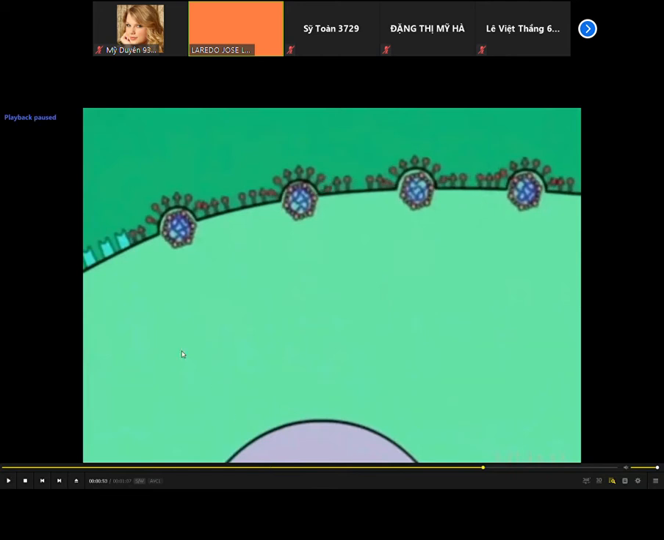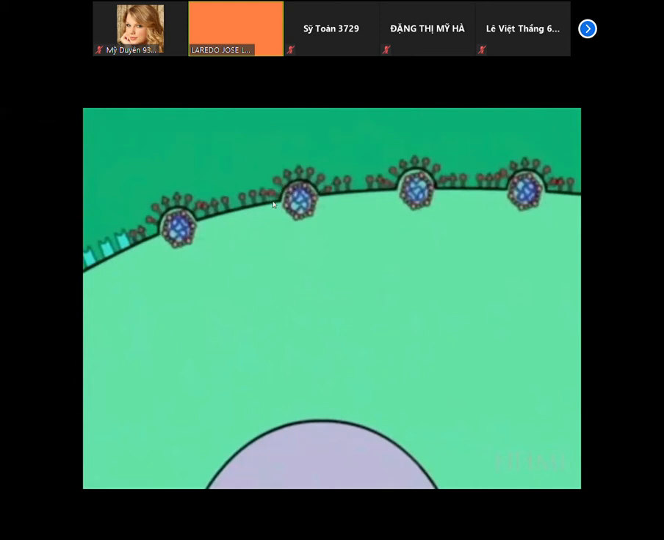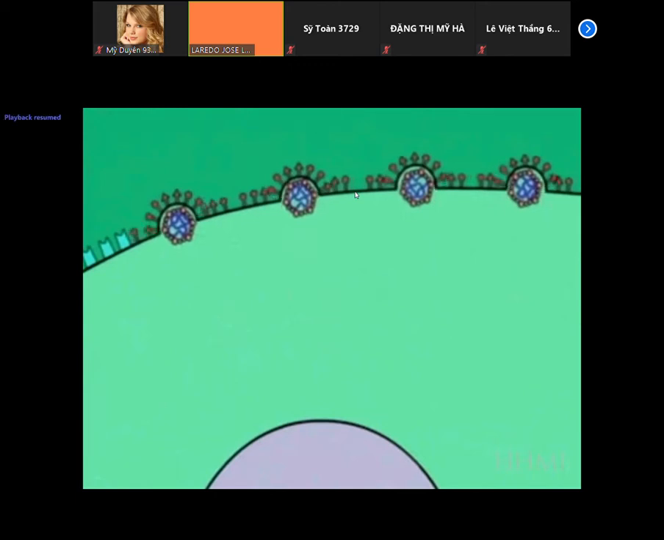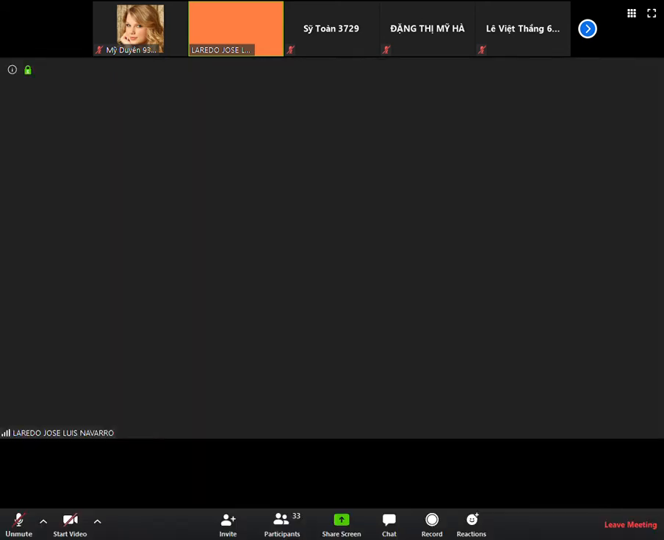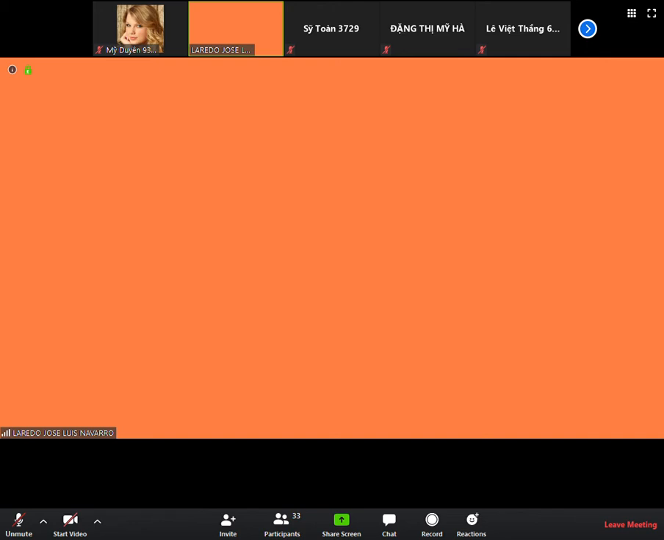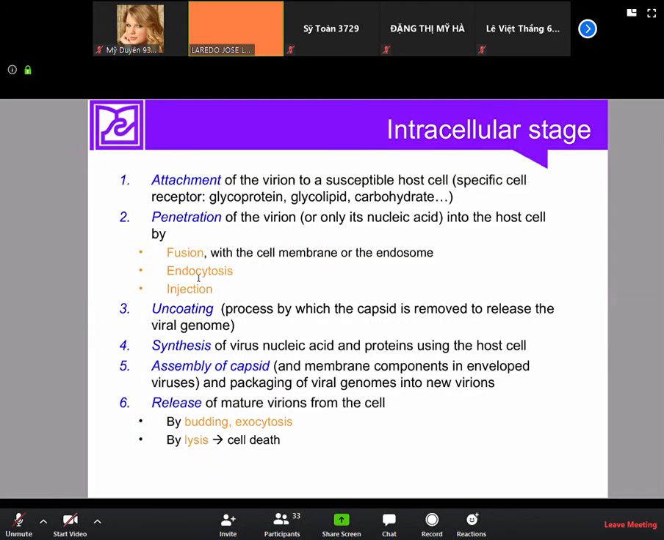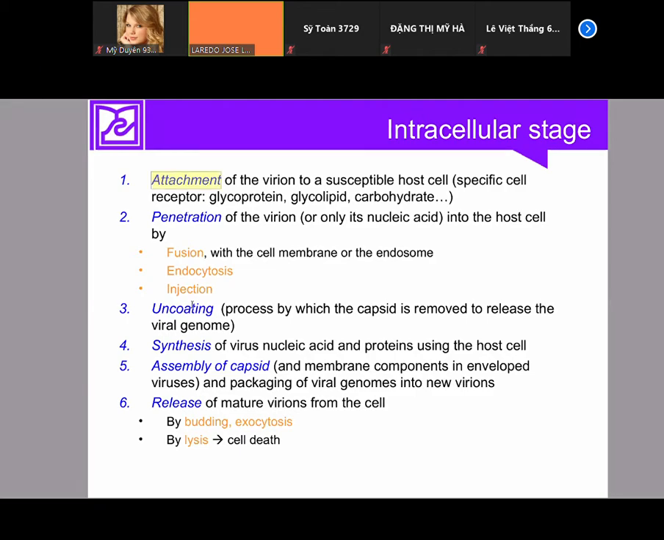So look, now you can see that the envelope is taken from the host cell. So the envelope is a piece of the cell membrane. The envelope is not made by the virus. The envelope is made by the host cell. So release. So this is the infectious process inside the host cell. So 6 steps: attachment, penetration, uncoating, synthesis of nucleic acids and proteins, assembly of the capsid, and release.